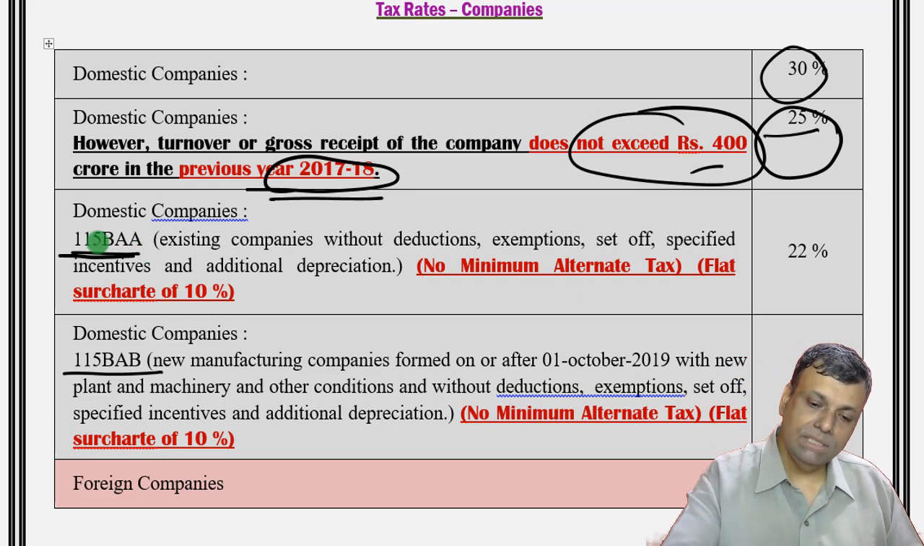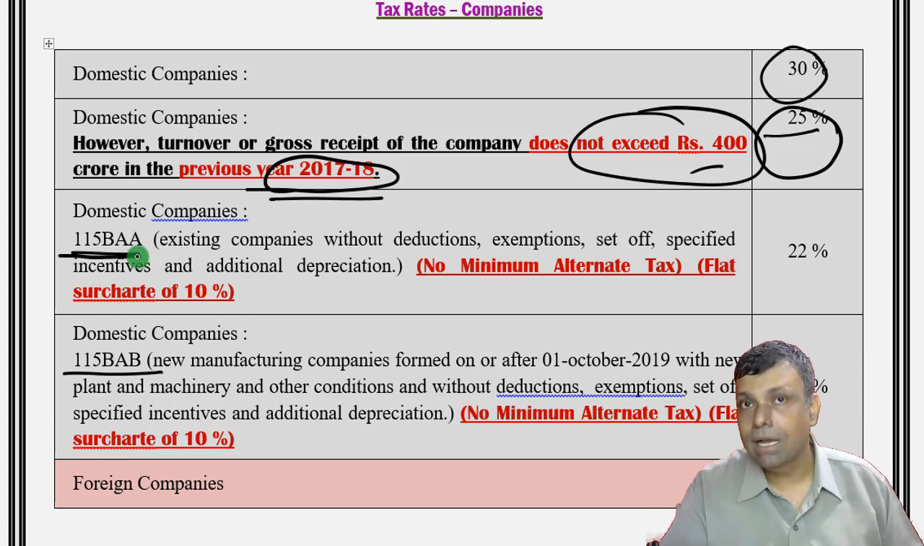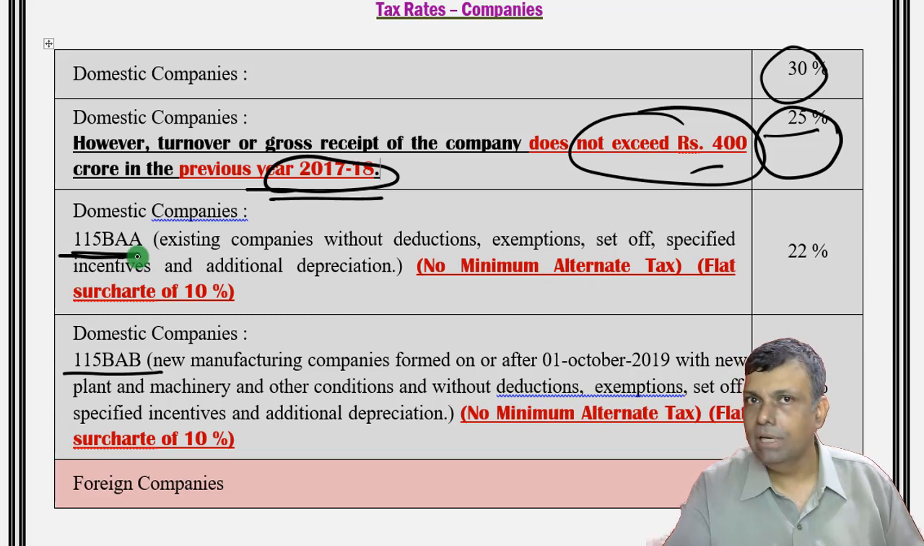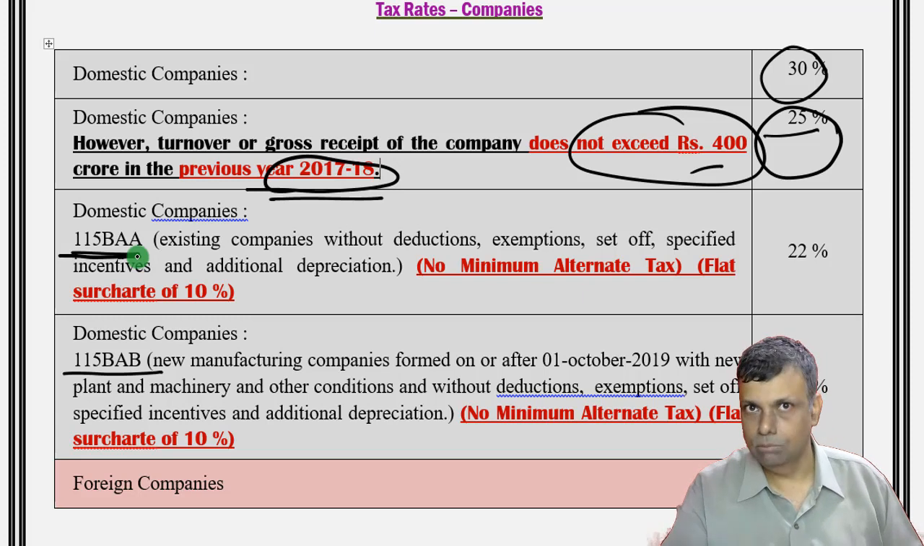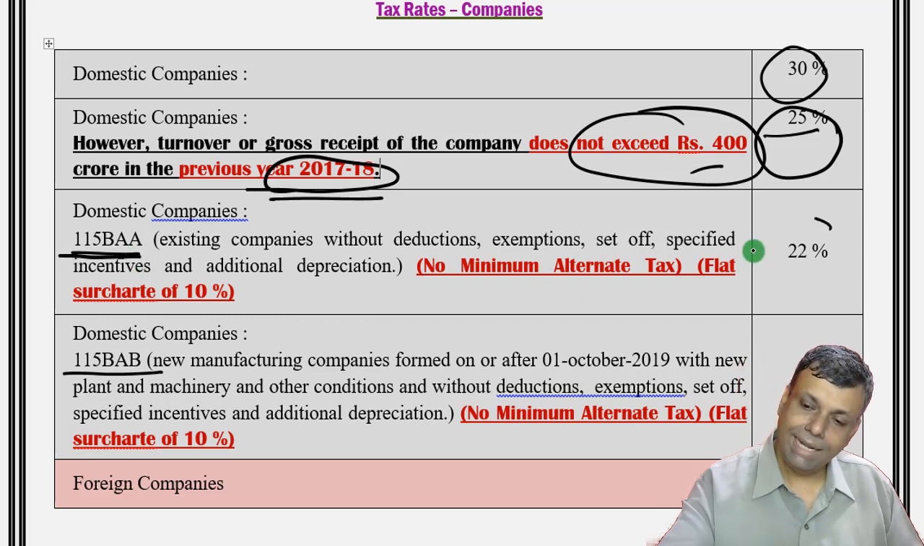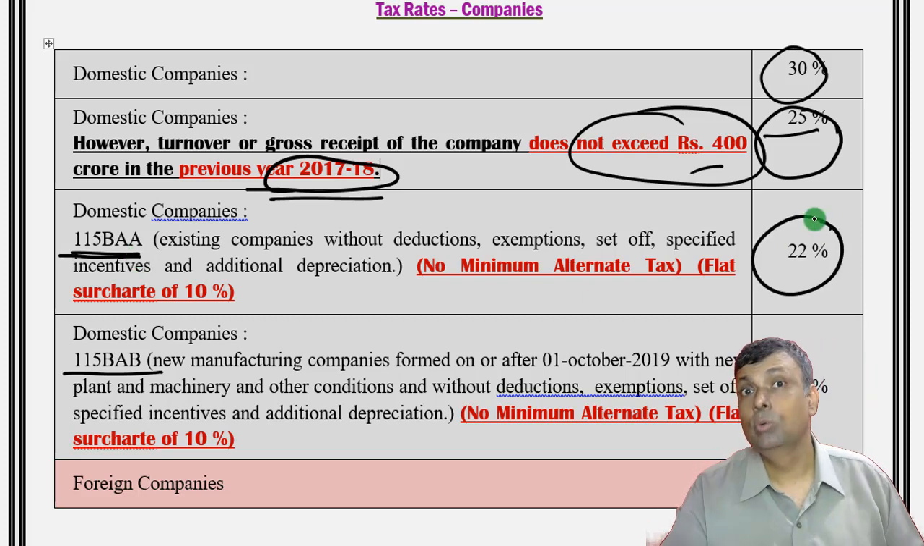Now first of all, friends, let me tell you what 115BAA companies are. 115BAA covers all domestic companies. That means whether you are a manufacturing company or a non-manufacturing company, all domestic companies, logically all the Indian companies, will be subject to this provision and will not get the benefit of specified deductions and exemptions. So without specified deductions and exemptions, your tax rate is reduced to 22%.